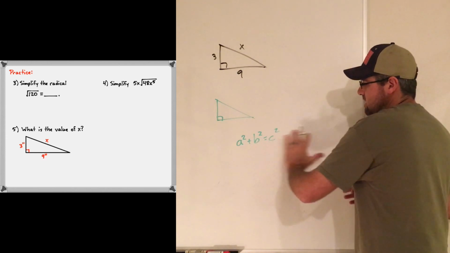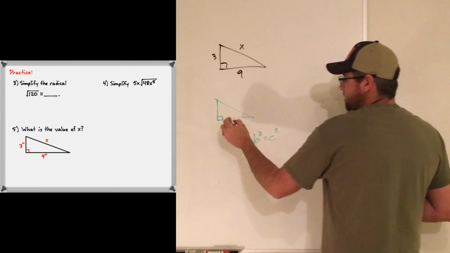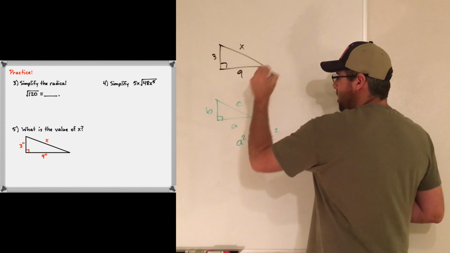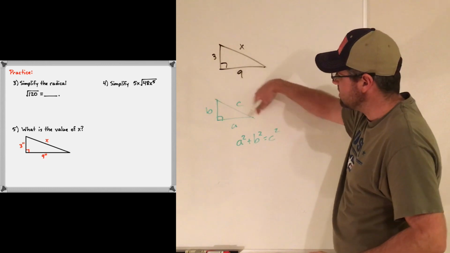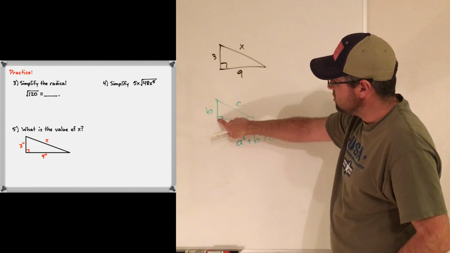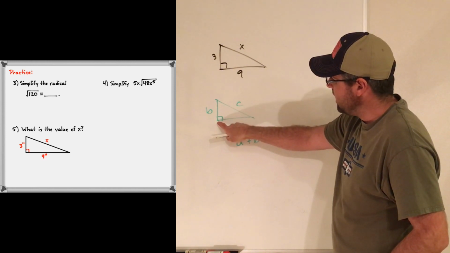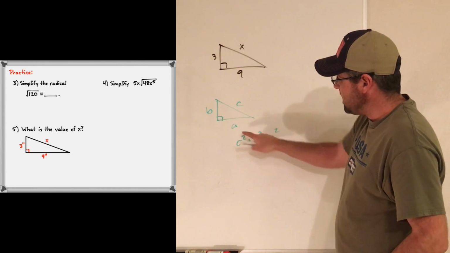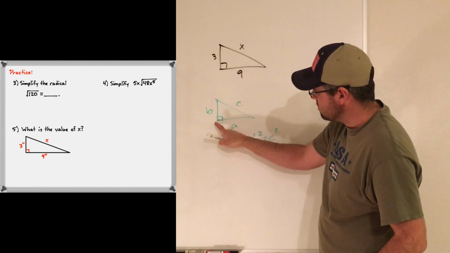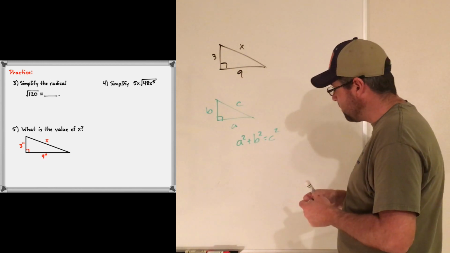Now it's important, I don't like teaching it this way, but your a and your b are your two legs, and your c is your hypotenuse. Your hypotenuse is the longest side of a right triangle. Your hypotenuse is always opposite to, across from, the right angle here. The a and the b are the legs. They're the two shortest sides. They're the two that touch the right angle or intersect at the right angle.